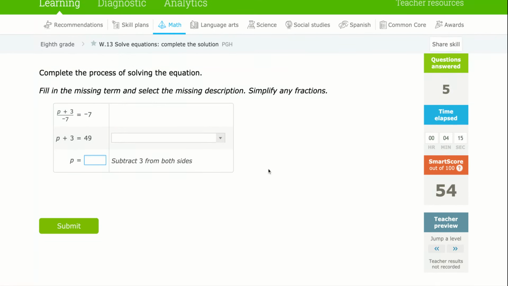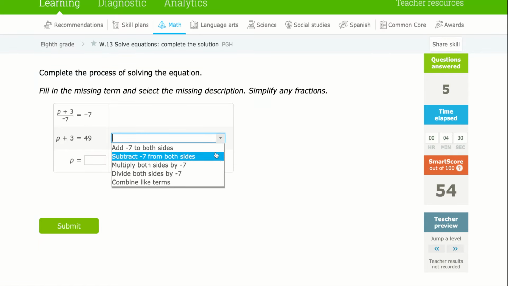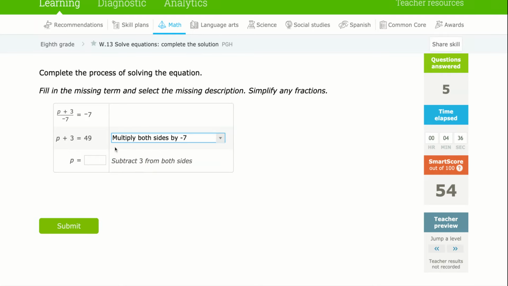Again, they're going to continue to do that. Somehow they've gone from a fraction of p plus 3 over -7 equaling -7 to just p plus 3 equaling 49. Well, obviously they got rid of the division by -7 by multiplying by -7. Not adding, not subtracting, not dividing, not combining like terms, but by multiplying both sides by -7. Now they're getting rid of that plus 3 by subtracting 3 from both sides, which gives us a final solution of 46.